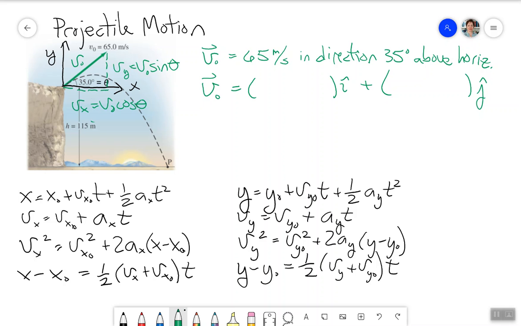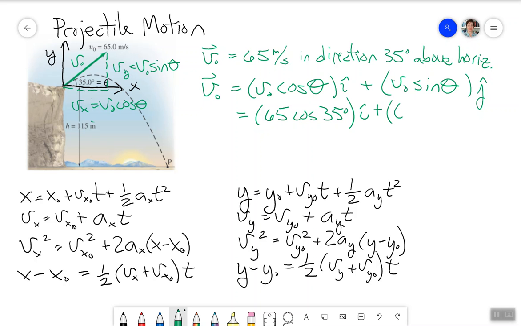So I'm going to write that down. So I have a v0 cosine theta and a v0 sine theta. In other words, I have 65 meters per second times cosine of 35 and 65 meters per second times sine of 35. What else do I know?